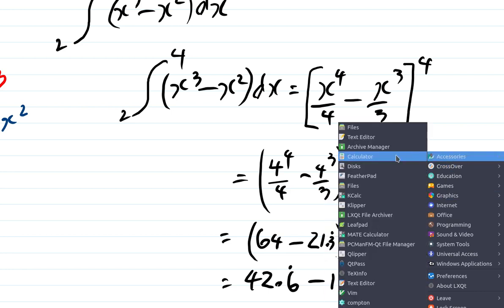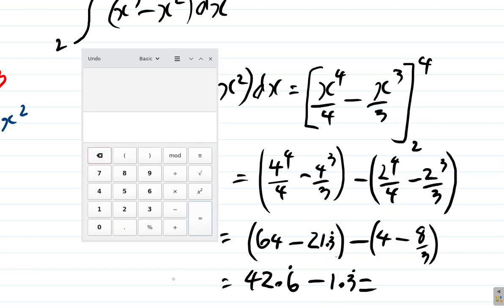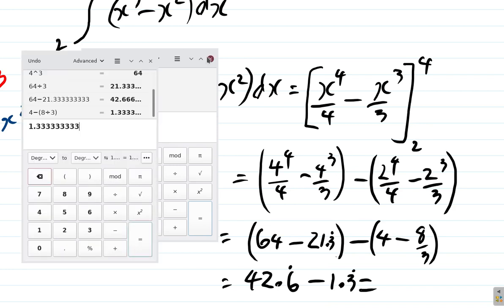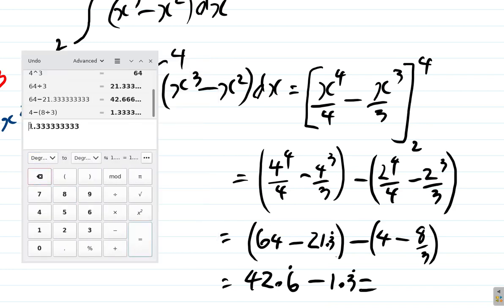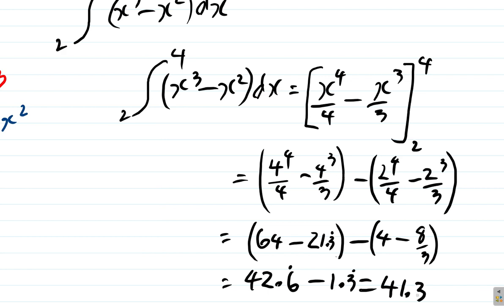One more thing we have to do now is just this subtraction here. So 42.6 and the 6 goes on and on, minus 1.33333 and so on, equal 41 and 1/3, 41.3 square units. Alright? So we have 41.3 square units.